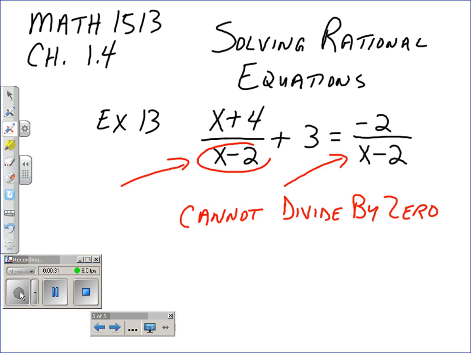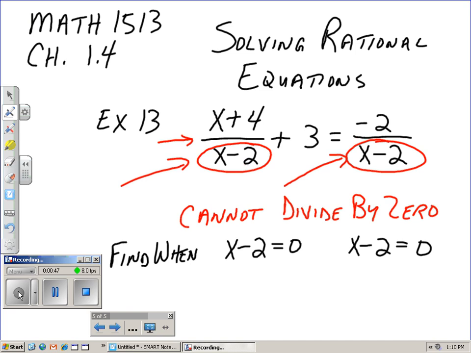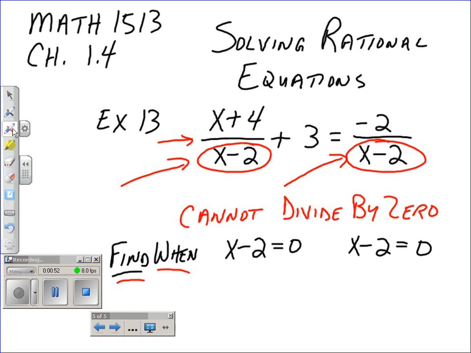So if this denominator or this denominator turns into a 0, that would require that we divide by 0, and we can't do that. So we need to make sure we know when the denominator turns into a 0, because that's no good. Alright, so before I even start trying to solve this equation, I'm going to find when the denominator, which is x minus 2, equals 0. I need to find out when that happens. I've got to know which number is the bad number. Now over here, my other denominator is also x minus 2 equals 0, so no need to work it twice. We're going to get the same answer twice. So I'm going to work this one right here.